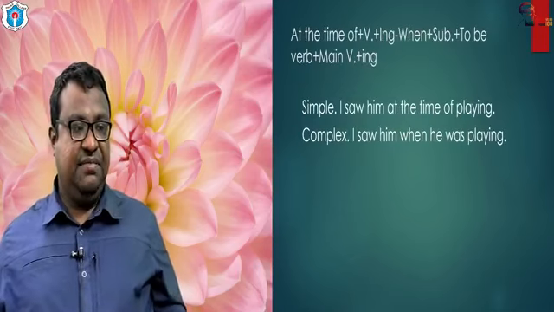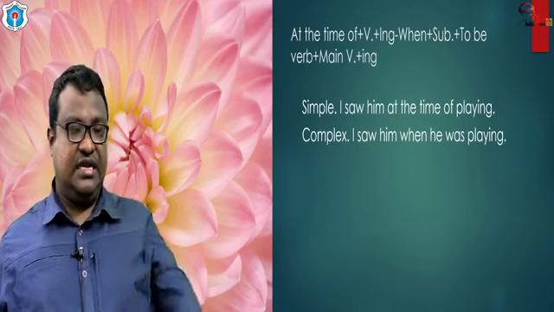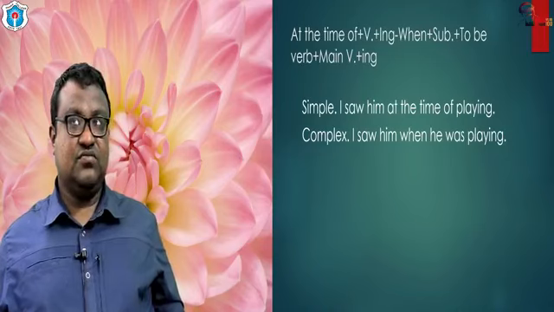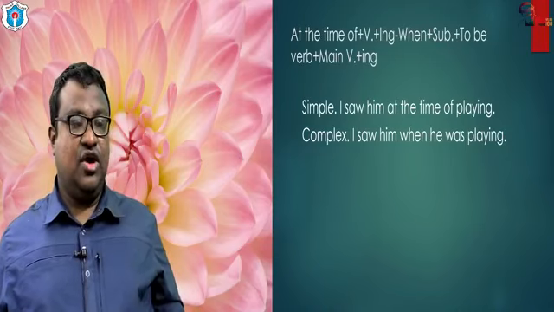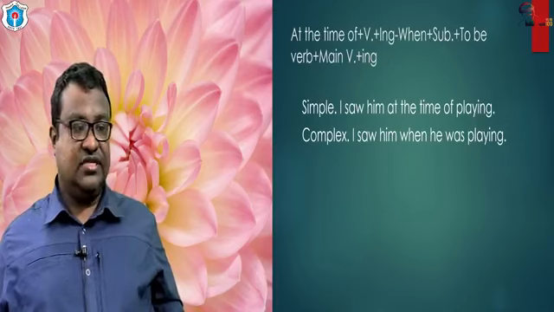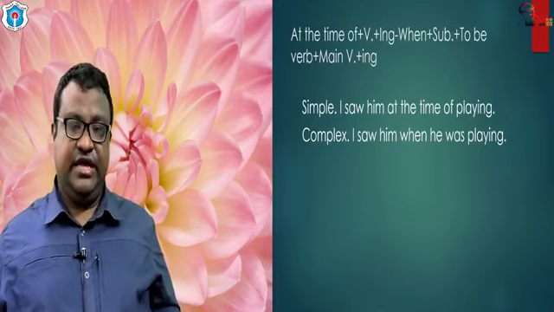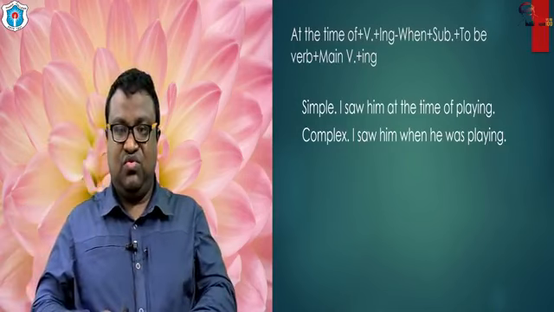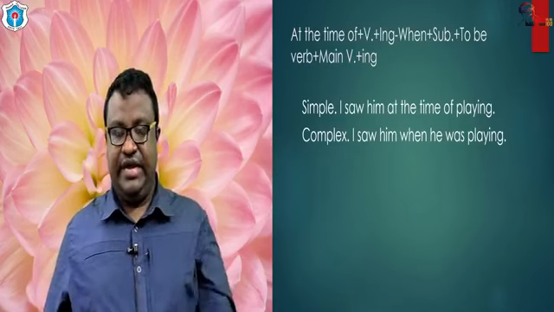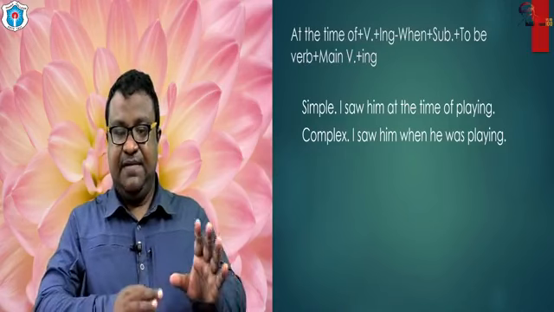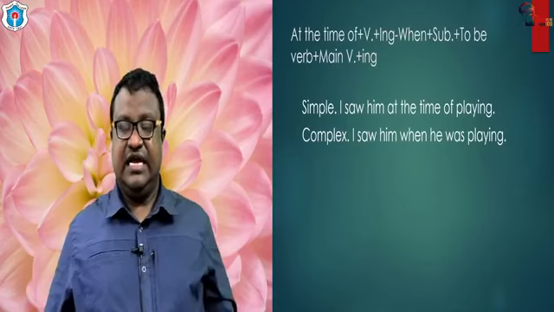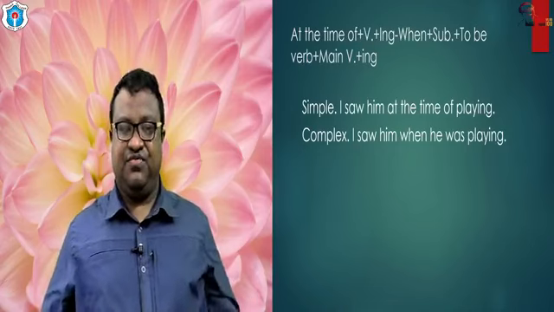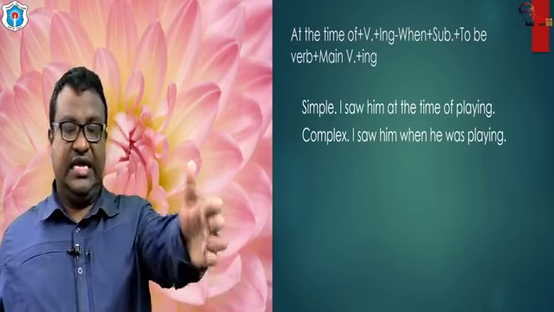When I am using at the time of, for example in this example, in the simple form we are saying I saw him at the time of playing. In the complex one we are saying I saw him when he was playing. So we will use the relative pronoun when in case it is mentioning any particular time or season like spring, morning, evening, or the phrase at the time of is mentioned. I saw him when he was playing.